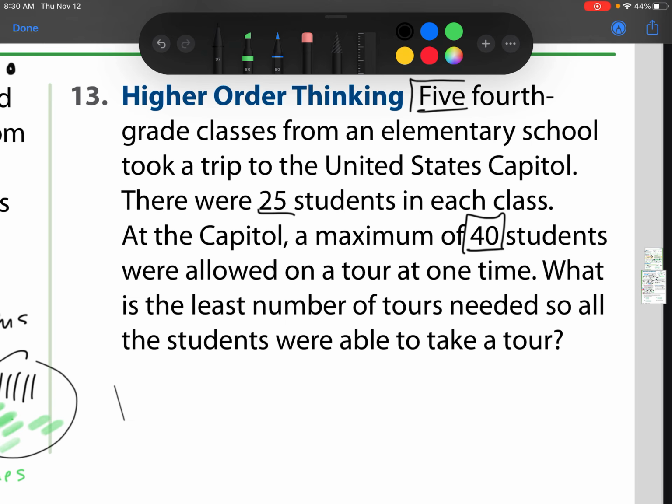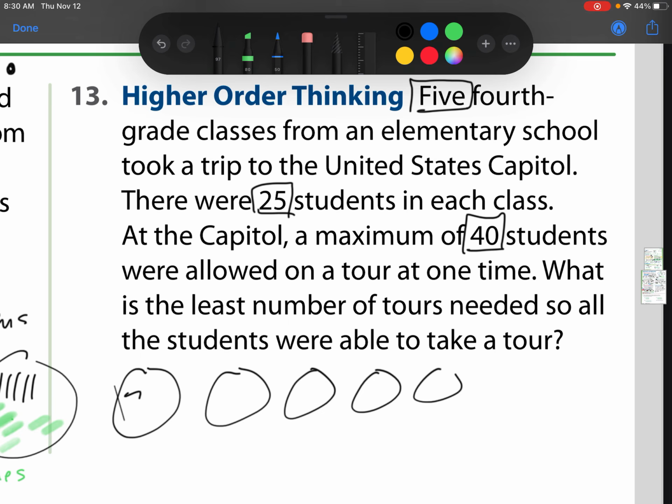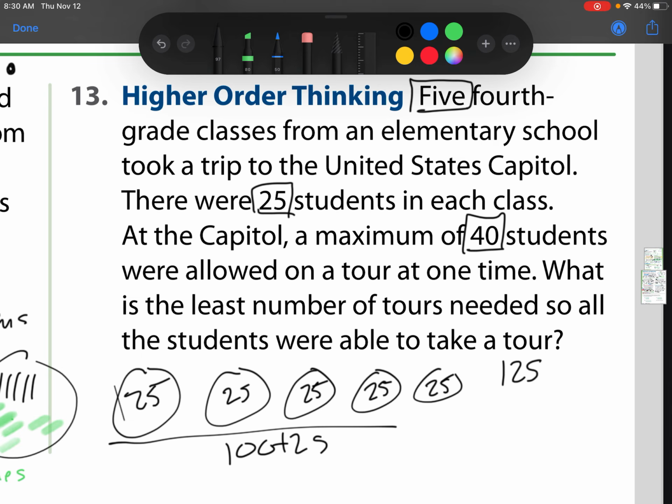Well, this is actually a 2-step problem. It's not saying we have 25 students broken up into 5 classes. It's saying we have 5 classes, and each class has 25 students. So what is that? Well, that is 100 right here, plus 25. So altogether, there's 125 students.